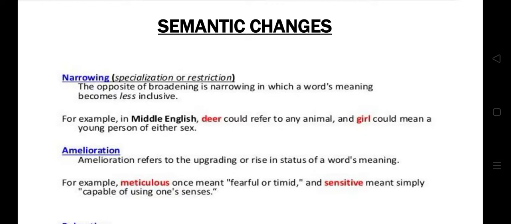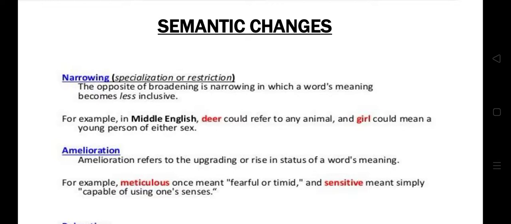So what are the steps or incidents and the processes that change the meaning of words in the English language? There are phenomena like amelioration and pejoration. We'll discuss them. Okay, let's begin with narrowing. Narrowing is a process of specialization or restricting something, especially with respect to semantics. It means narrowing the meaning of a word.